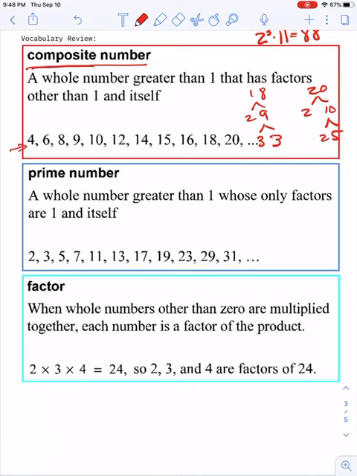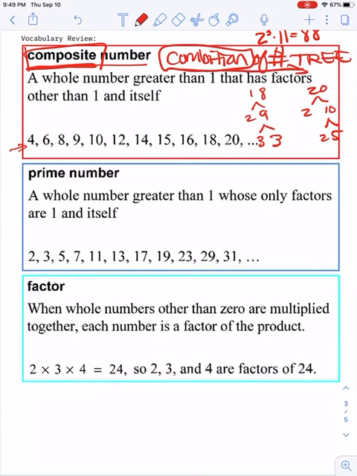So each one of these I could do a factor tree for. If you think composite number, if you think of the word composite, it means it's a combination of things. It's a combination of different numbers. So think combination of numbers, and you can make a tree out of it. Okay, so if you can remember those two things, that composite means a combination of numbers, that you can make a tree.